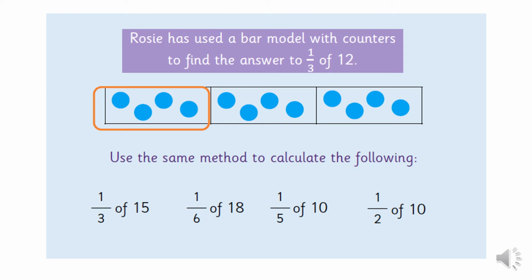Take a pause in the video and have a go at some of the following questions. Remember, if you're finding a third of a number, you're going to divide by 3. If you're finding a sixth of a number, you're going to divide by 6. If you're finding a fifth of a number, you're going to divide by 5. And if you're going to find a half of a number, you're going to divide by 2.